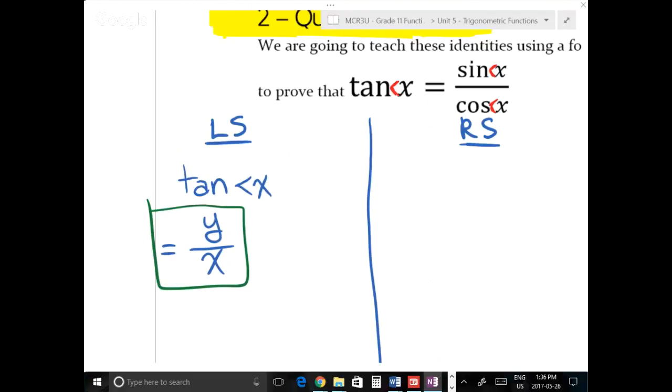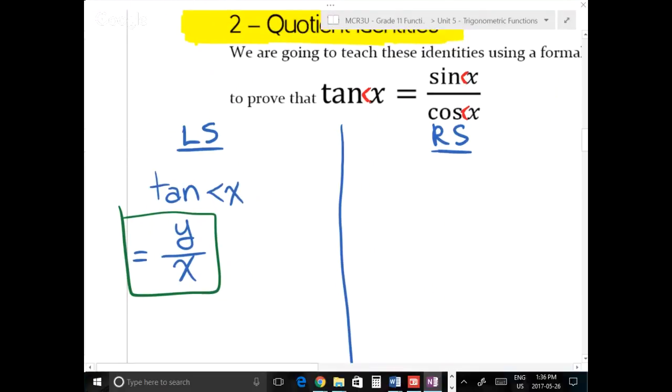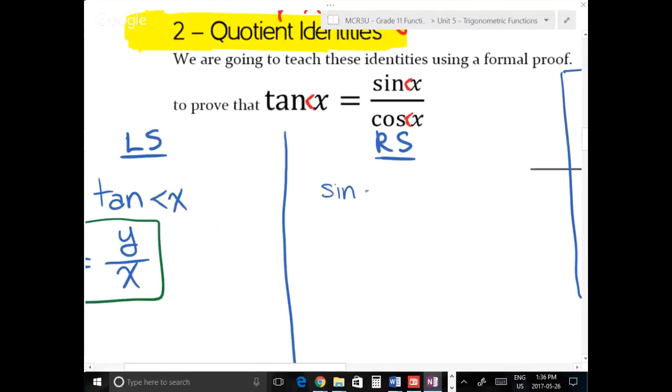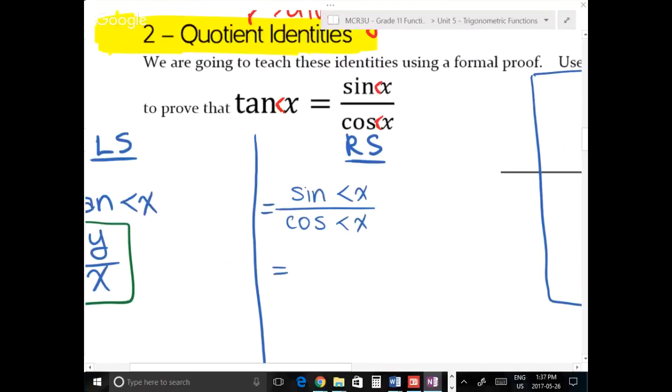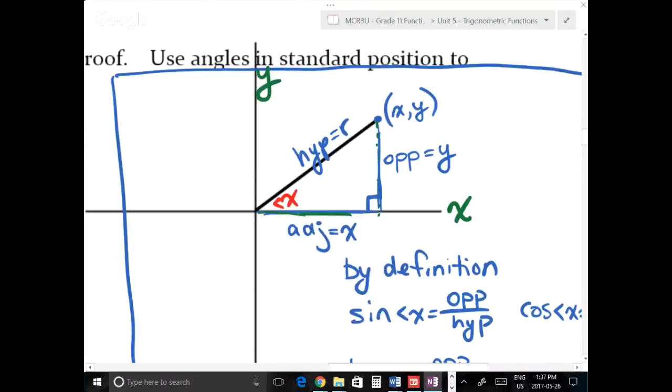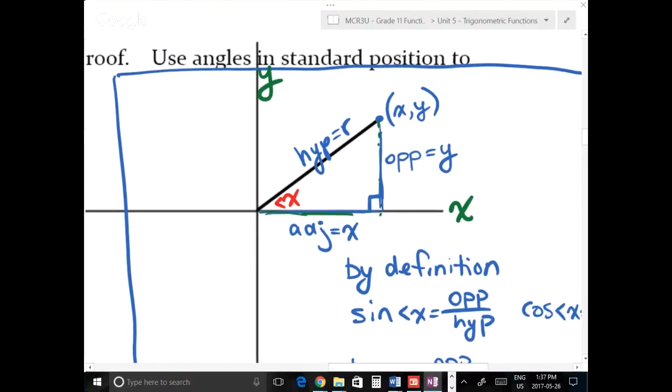Now, on the right side, we have the sine of angle x divided by the cosine of angle x. And what I want to do is turn each of those into a fraction. So go back to the triangle. What is the sine of any angle x? Opposite over hypotenuse. Y over r. It's y over r.